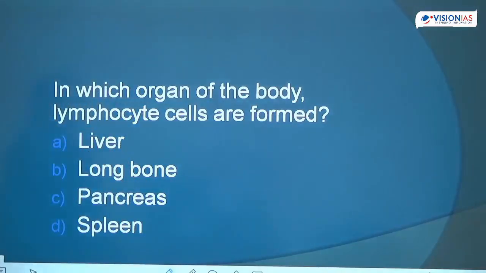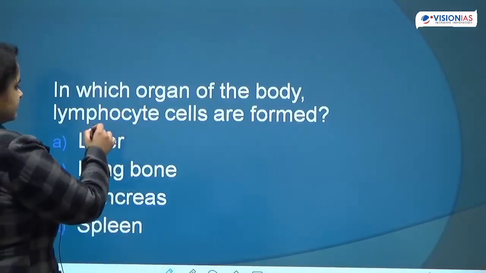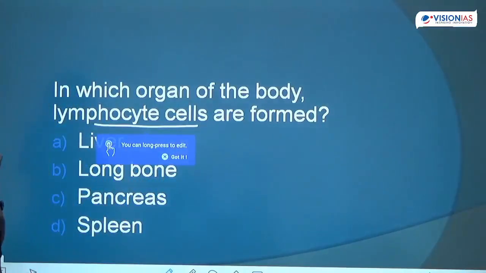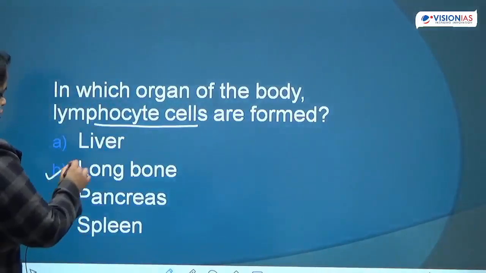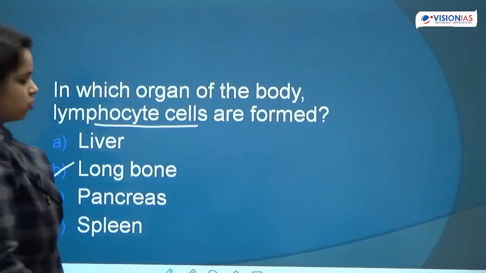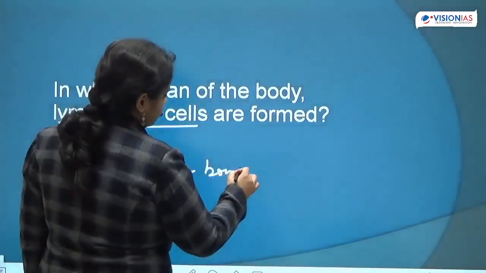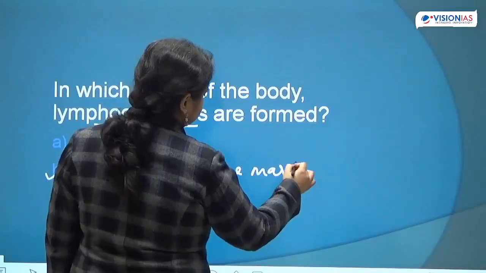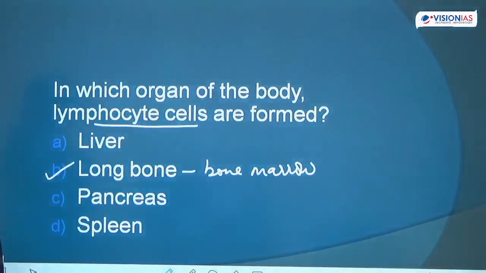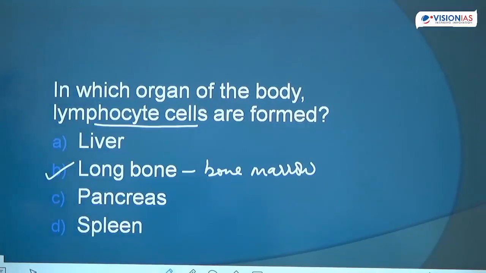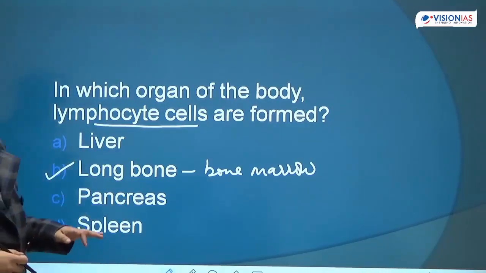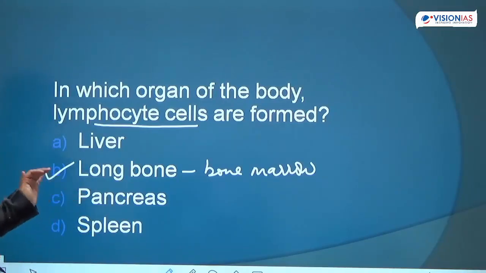In which organ of the body lymphocyte cells are formed? So lymphocytes, along with all blood cells, this is what we spoke about earlier, they are formed in the long bones of the body. Why the long bone? Because this is where bone marrow is found. We have bone marrow being the source of all the red blood cells, and this bone marrow is formed in the long bones. Okay, so the answer is B. The correct answer is B.